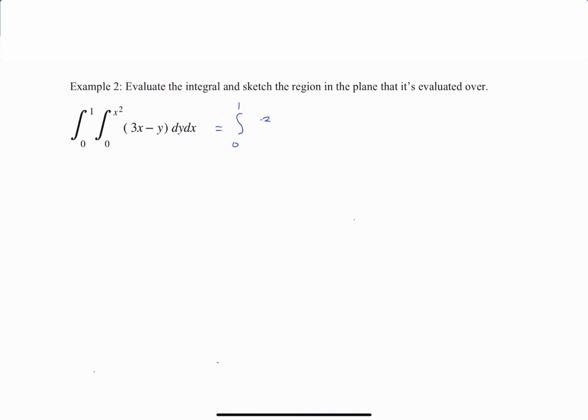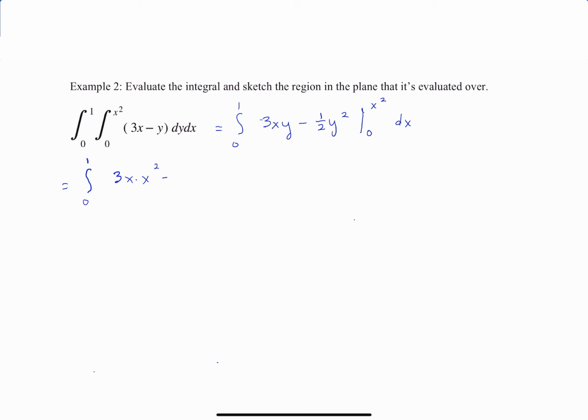Since 3x is a constant, the antiderivative with respect to y is 3xy, and then I'm going to have minus 1/2 y squared. We're evaluating that from 0 to x squared, and I still have this dx hanging off the end. Let's plug in 0 and x squared. So that'll give me the integral from 0 to 1 of 3x times x squared, because the x squareds are going in for the y's.